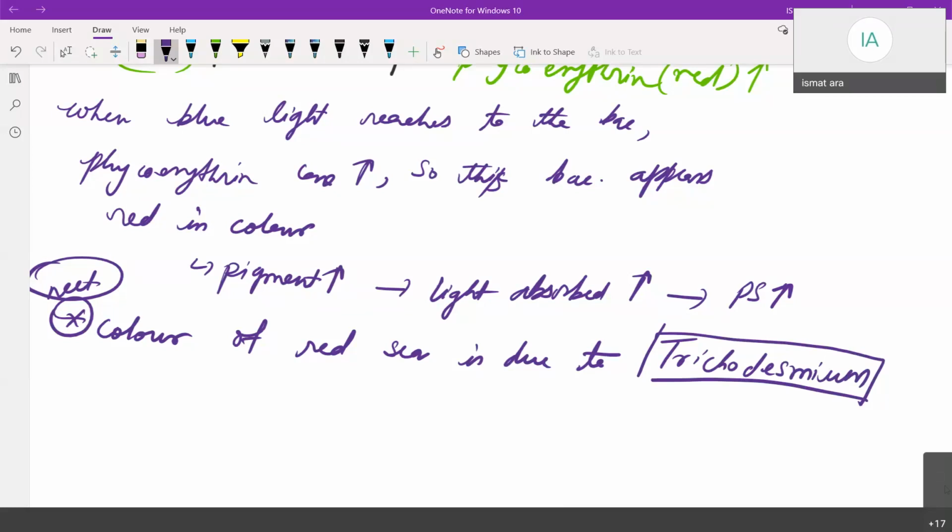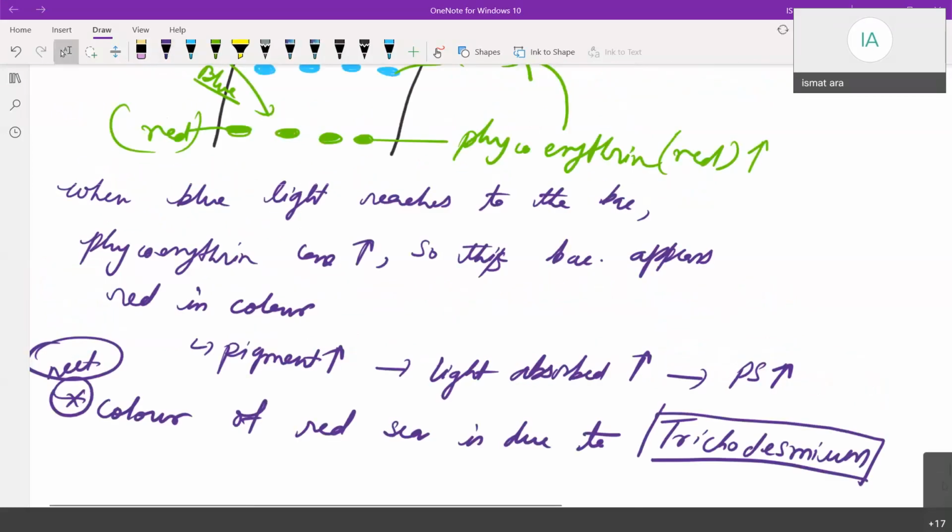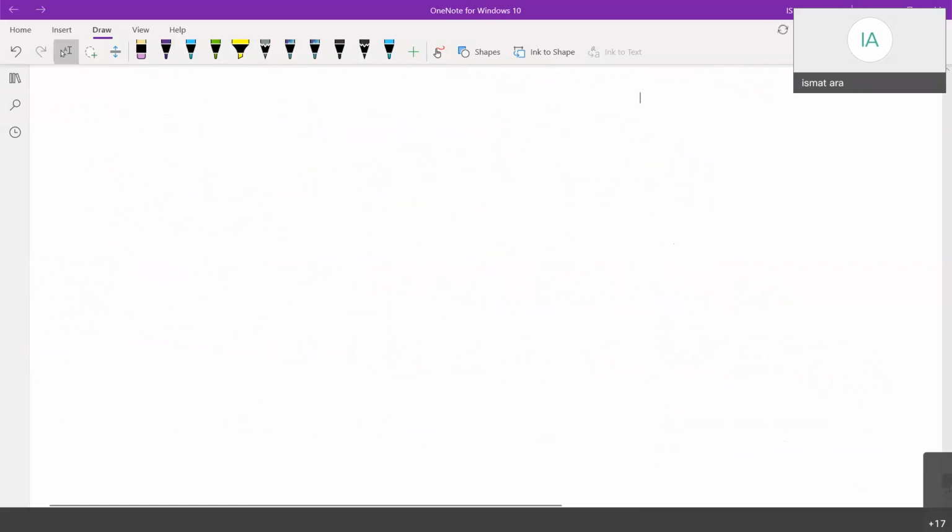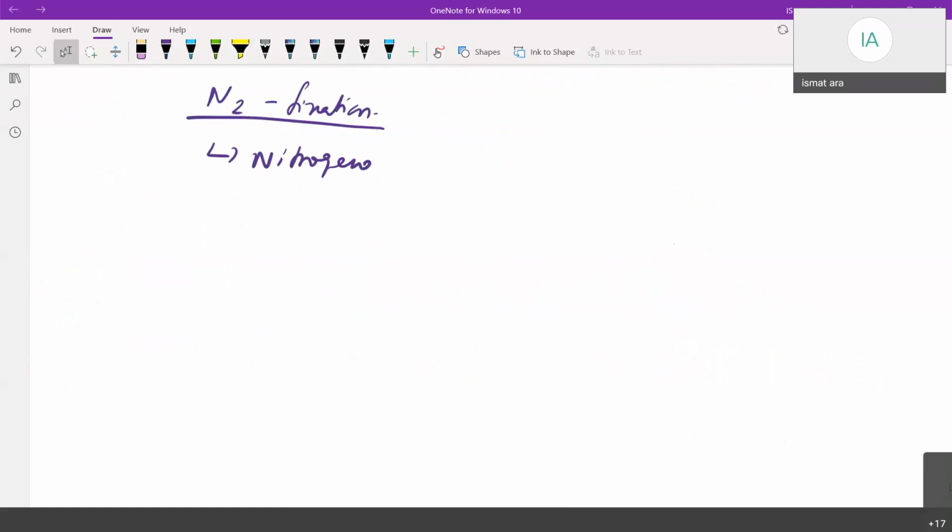Now they help in nitrogen fixation, students. So how are they helping in nitrogen fixation? Let us see. They help in nitrogen fixation with the help of an enzyme called nitrogenase, and they fix nitrogen in anaerobic conditions. Oxygen can hamper this enzyme, nitrogenase. So here a structure is present, which is called heterocyst.